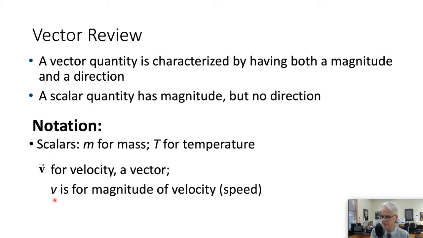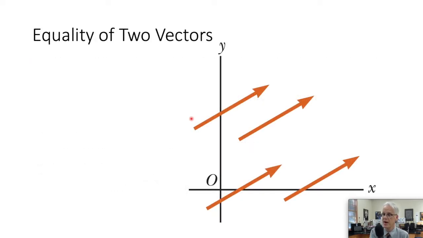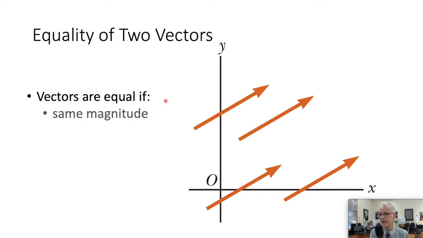If v is not bold and it doesn't have an arrow on top, it stands for the magnitude of the velocity or the speed. Vectors are represented by arrows. The length of the arrow tells you the magnitude, and the direction tells you the direction. Vectors are equal if they have the same magnitude and the same direction. So in this case, these 1, 2, 3, 4 vectors are equal.